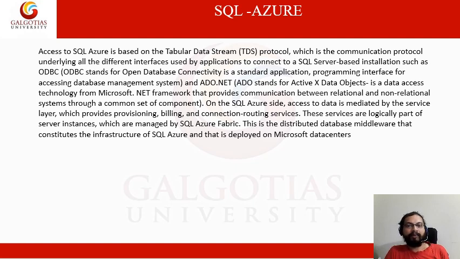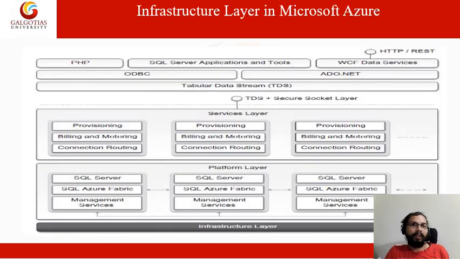Right. So we have the database middleware that constitutes the infrastructure which has been deployed in the Microsoft database. This infrastructure gives you a clear picture about how the data can be transferred with the tabular data stream TDS and ODBC or ADO.NET with the HTTP protocol. So the infrastructure is divided into two parts. One is the service layer and another one is the platform layer. The service layer provides provisioning and billing, metering and connecting of all kinds of routers. And the platform layer provides the SQL services, SQL Azure basics, and the management part.